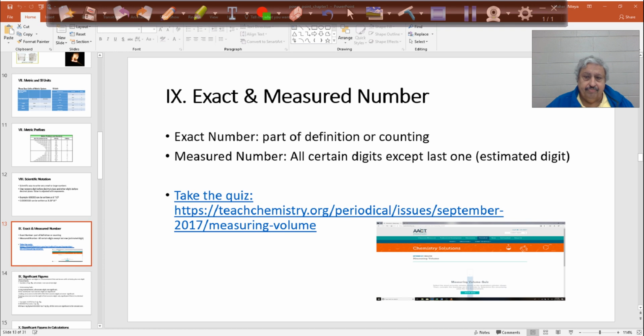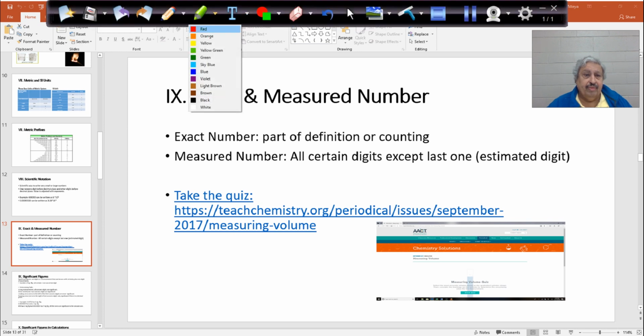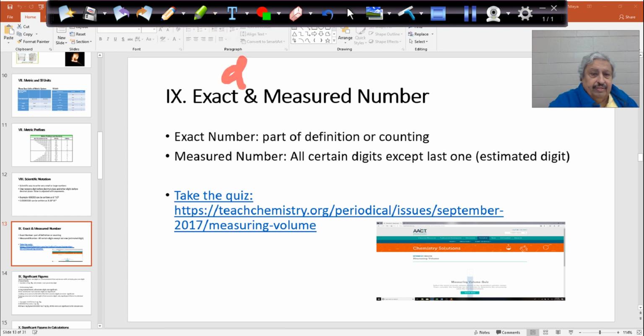Okay, so this will be exact and measured numbers. What are exact and measured numbers? Exact numbers are defined by definition. For example, I will say I have a definition, such as the density of H2O, for example. Oops, sorry.